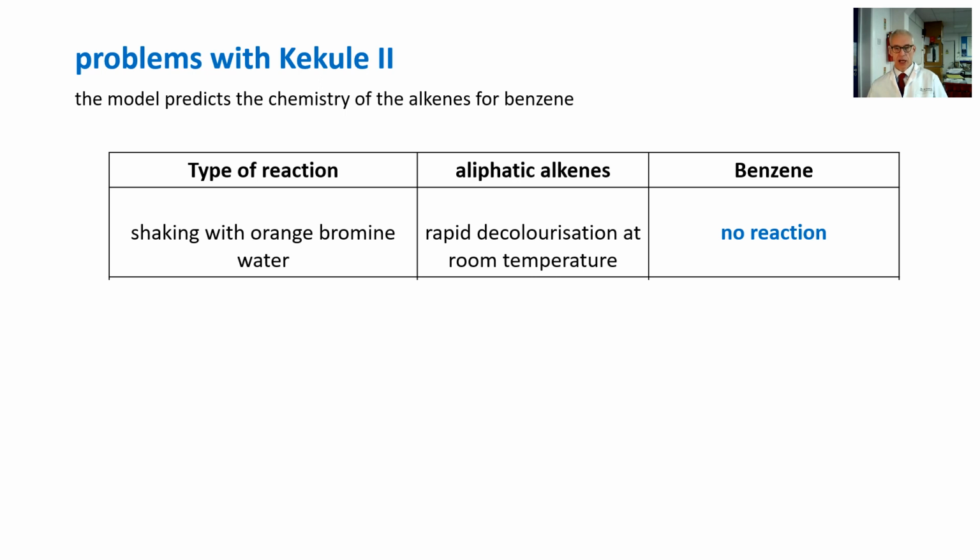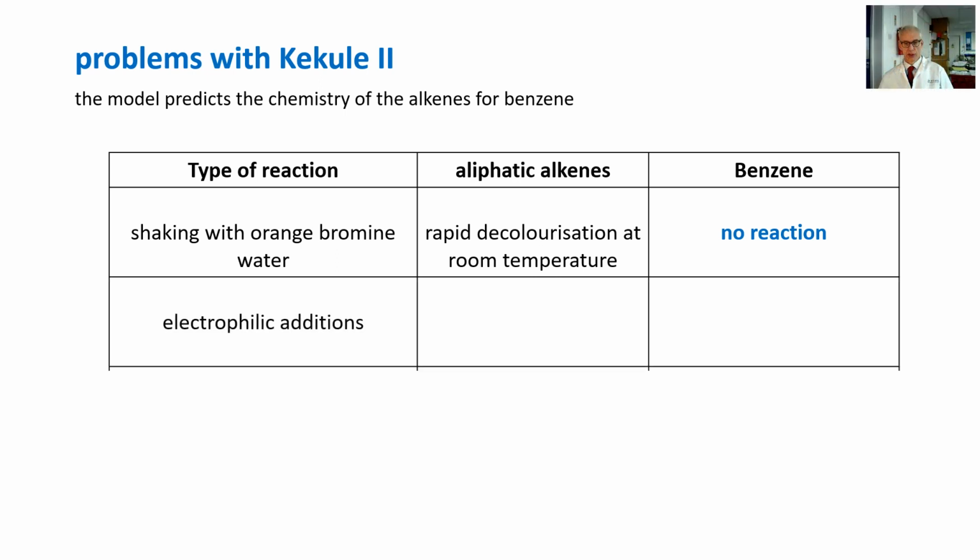Now, the type of reactions that alkenes are assumed to undergo is electrophilic additions. So alkenes react rapidly through a mechanism of electrophilic addition. However, benzene does not show the chemistry of electrophilic additions. Again, that contradicts Kekule's proposed model.